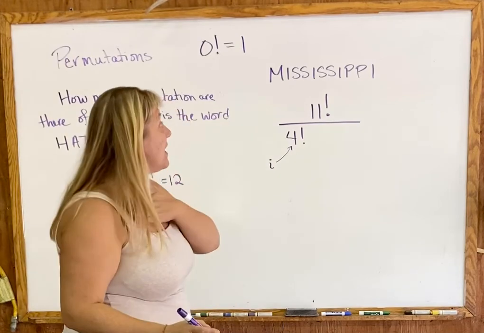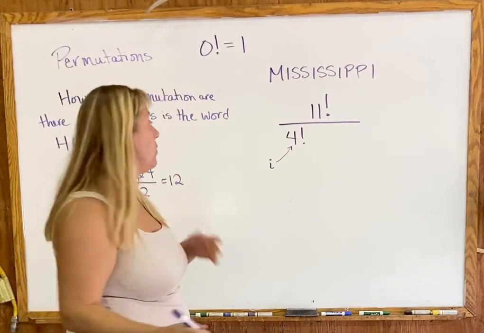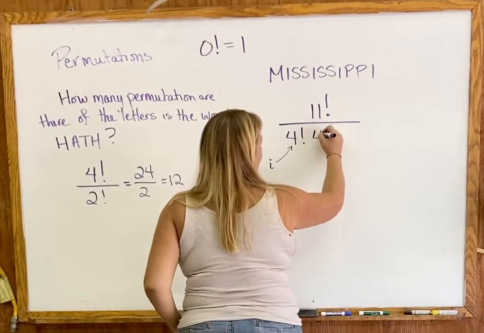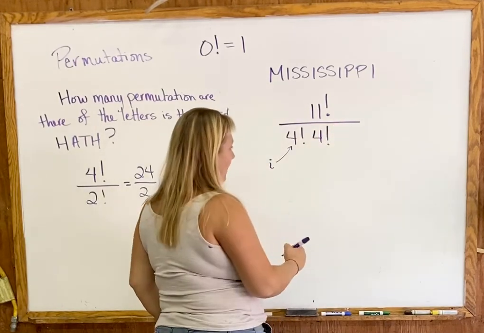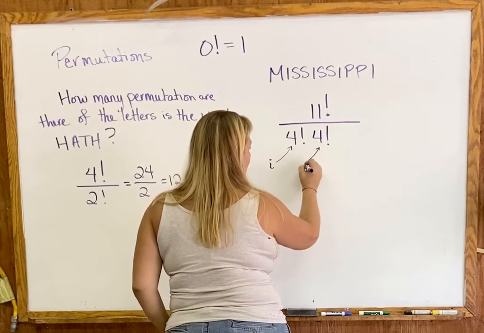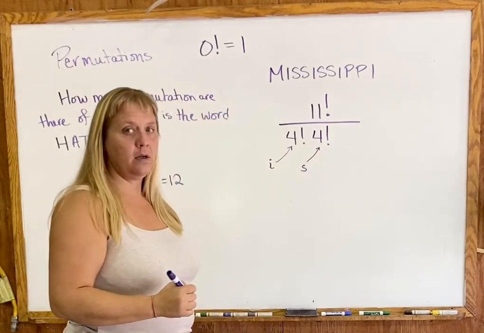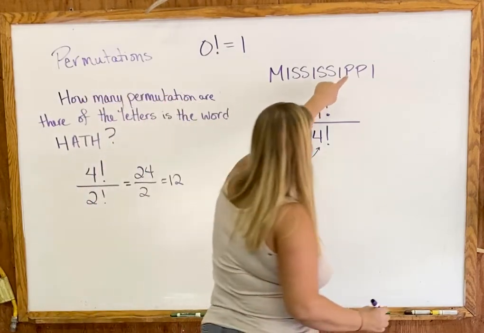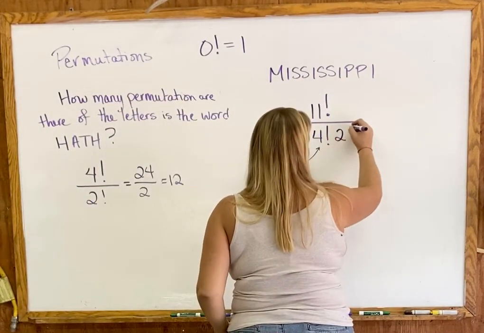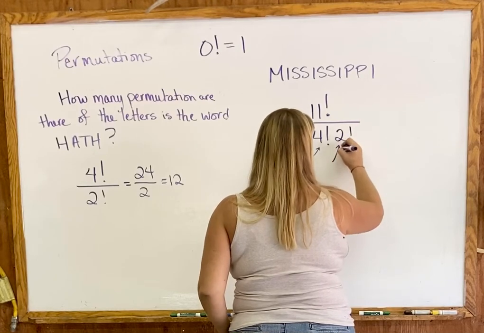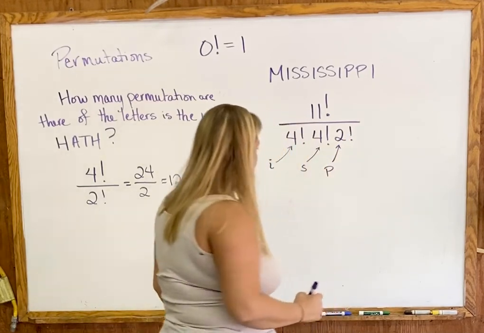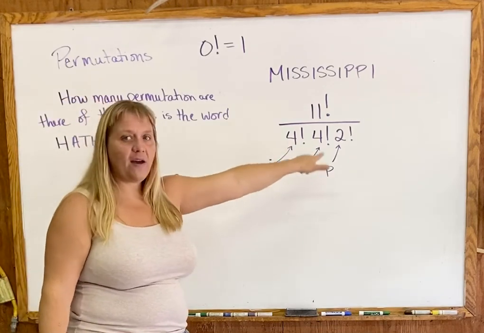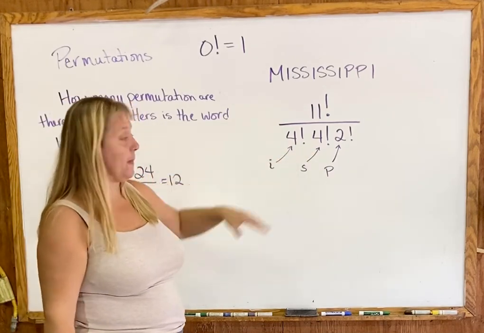But we don't stop there because we've got other repeats as well, don't we? So we're going to do some more repeats. There are also 4 S's, so we're going to hit this with another 4 factorial, and those represent the S's. Now, are we going to need one more factorial? We are, aren't we? The P's. There are 2 of them, so we'll slap a 2 factorial on the end. So any repeat has its factorial, how many times it shows up on the bottom.